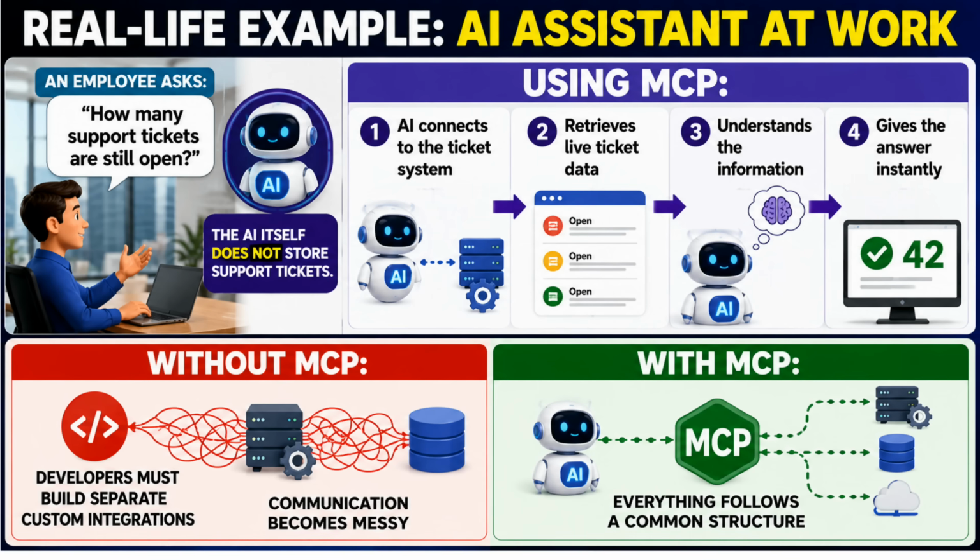Now we will see the real life example. Imagine a company uses an AI assistant. An employee asks how many support tickets are still open. The AI itself does not store support tickets. Using MCP, AI connects to the ticket system, retrieves live ticket data, understands the information, gives the answer instantly. Without MCP, developers must build separate custom integrations. Communication becomes messy. With MCP, everything follows one common structure.